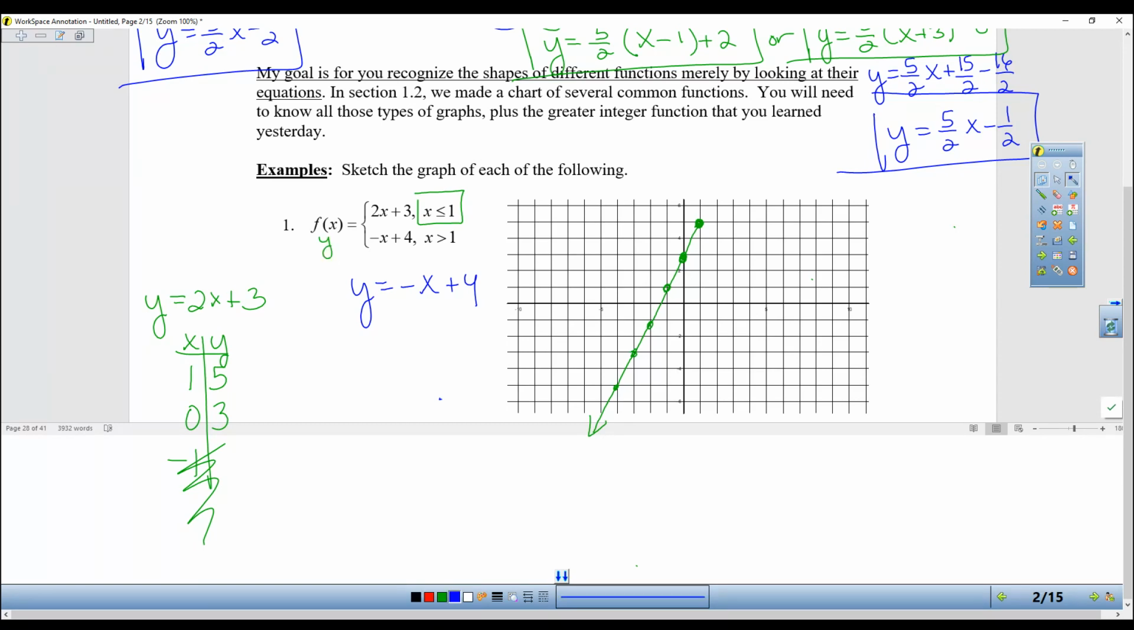So again, f of x means y. So this equation is y is equal to negative x plus 4 for x is greater than 1. Now, this is the most important thing I'm going to say today. People always get this wrong. You still put 1 on the table. And you might be thinking, no, it says x is greater than 1. I'm going to start at 2. But think about this for a minute.